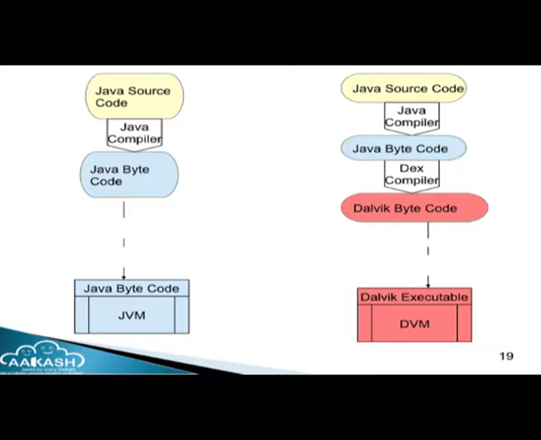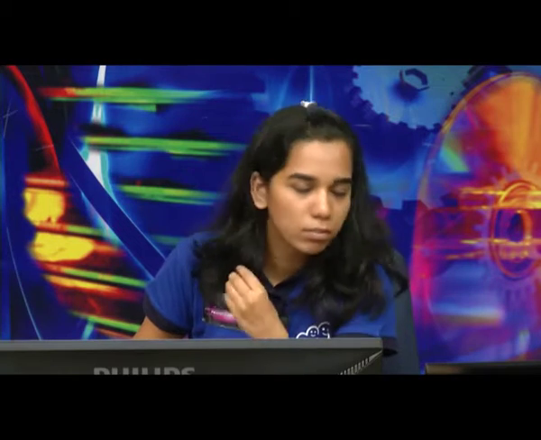Dalvik bytecode optimizes the Java bytecode at several layers. And to decompile Dalvik bytecode is pretty difficult, and even if you succeed in that, you won't get your Java source code back. There will be a lot of assembly code, and you have to do a lot of other things to get your code back. So basically it does a lot of optimization to give you small and optimized code.